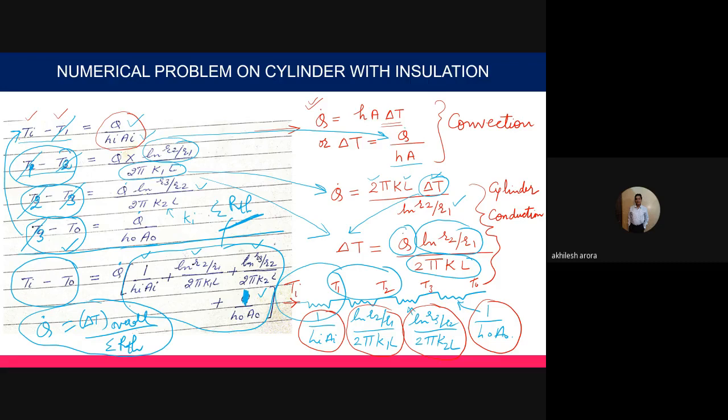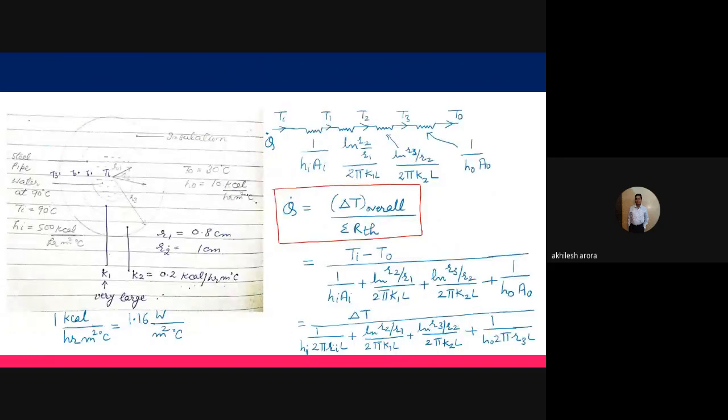This is one way of calculating the heat transfer in this particular case. The other way could be directly writing these resistances as I have shown here in this circuit, and then we can directly follow this particular equation, and then we can calculate the value of Q dot. So you can see here I have shown all the resistances.